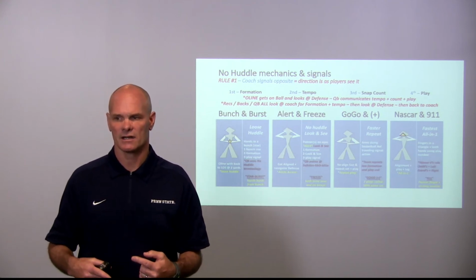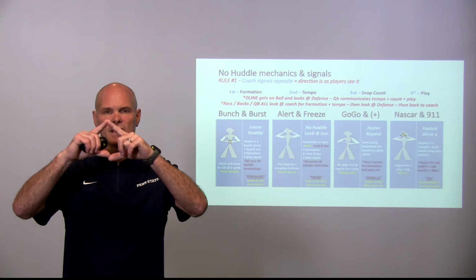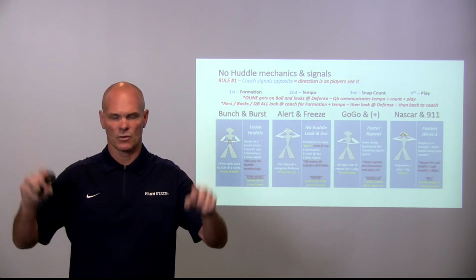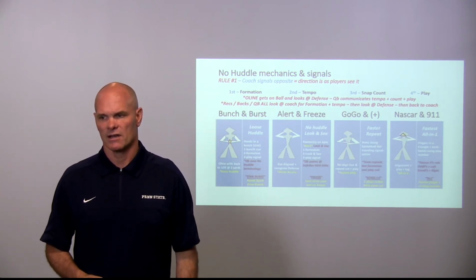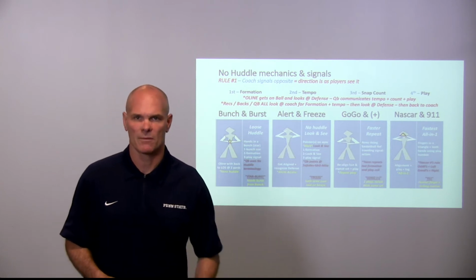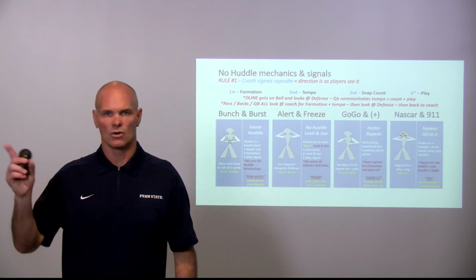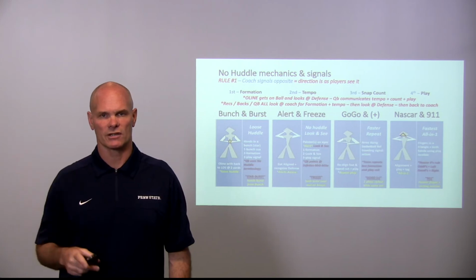And then NASCAR is real simple. It's a triangle, and then we simply give a 1, 2, 3, 4. It's all packaged in. If we want to go 911, which is kind of our emergency 2-minute offense, those are circling motions. Again, one signal does everything.